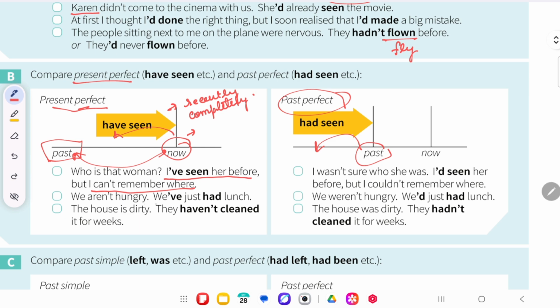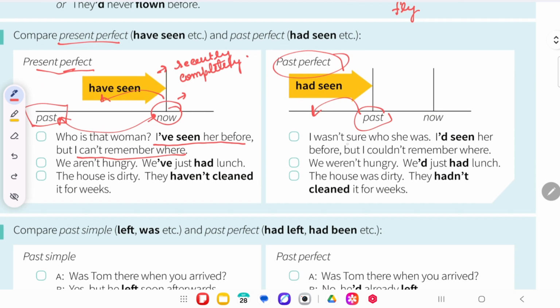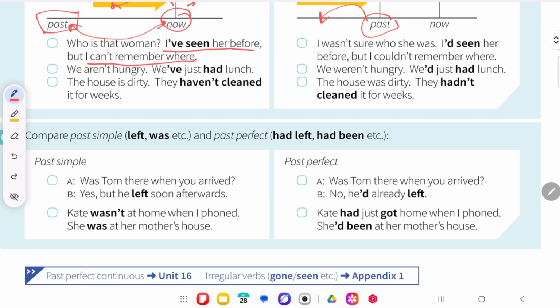We aren't hungry. We have just had lunch. The house is dirty. They haven't cleaned it for a week. I wasn't sure who she was. I had seen her before, but I couldn't remember where. We weren't hungry. We had just had lunch. The house was dirty. They hadn't cleaned it for weeks.